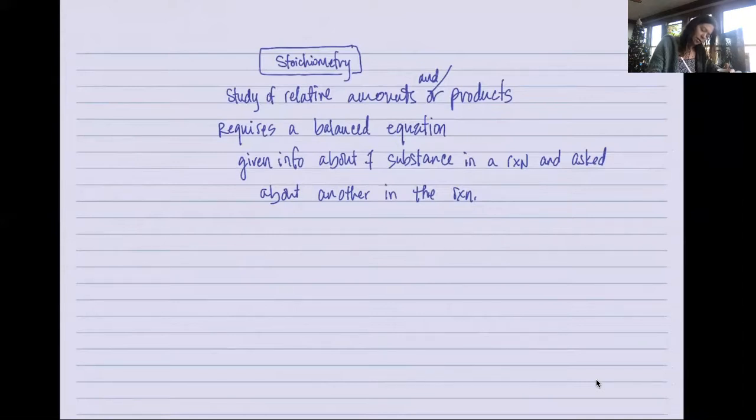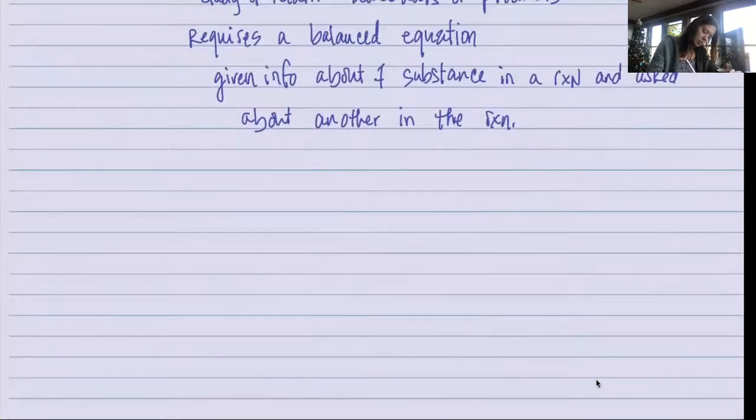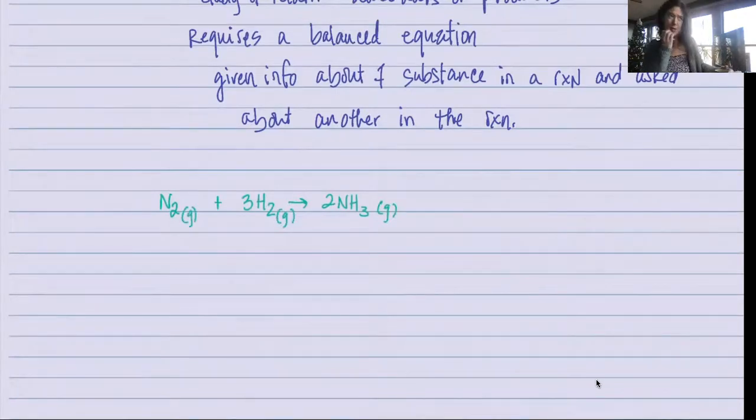When I have a balanced chemical equation, say that my balanced chemical equation is nitrogen plus 3 hydrogen yields 2NH3 ammonia, all of which are gases. This is actually a very common reaction. There's a name for this, the Haber process, the formation of ammonia. Ammonia is used in fertilizers, so we need to make it, okay?